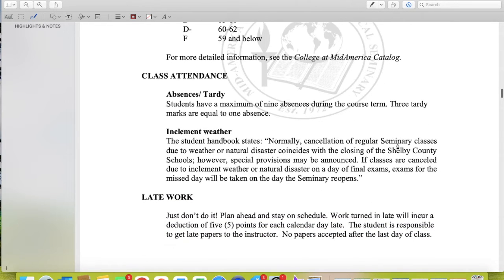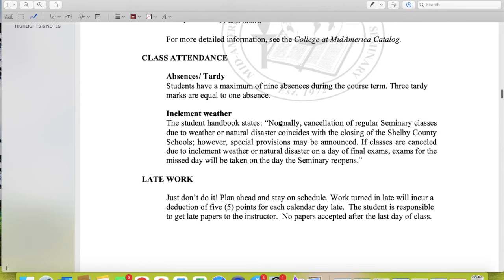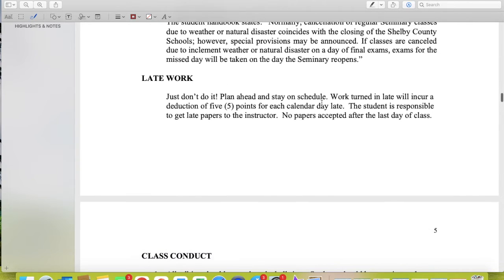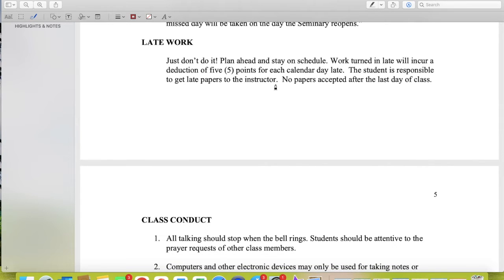Okay, there's really no absence or tardies for online per se. You do have to log in 3 times a week, but I'm really concerned about just making sure that you get the work done. Inclement weather really doesn't affect you as an online student. Late work, basically it's the paper. If your paper is late, it gets 5 points off every calendar day. It's not every school day, it's every calendar day. If it's due on a Friday and you hand it in on a Sunday, that's 2 days late.